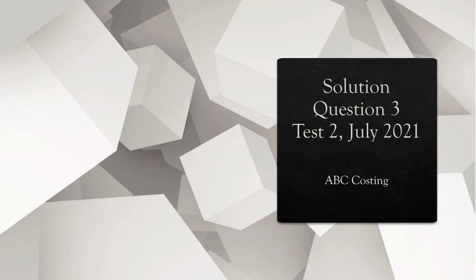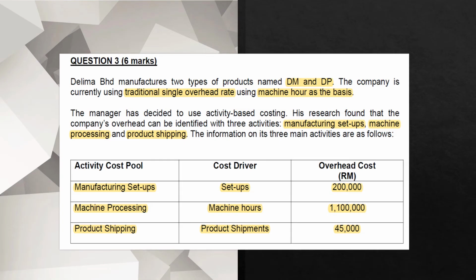This is a solution for question 3, test 2 July 2021 for the topic ABC costing. Delima Berhad manufactures two types of product named DM and DP. The company is currently using a traditional single overhead rate using machine hour as the basis. And the manager has decided to use activity-based costing.